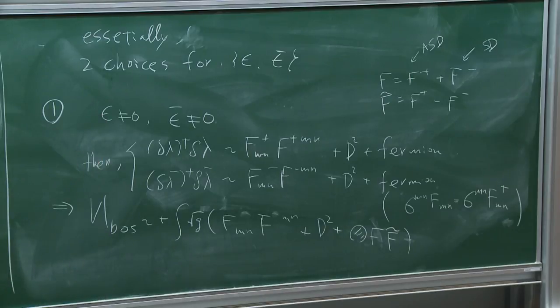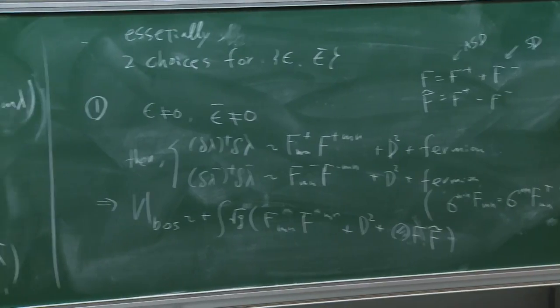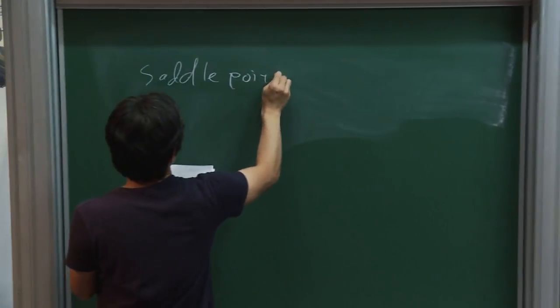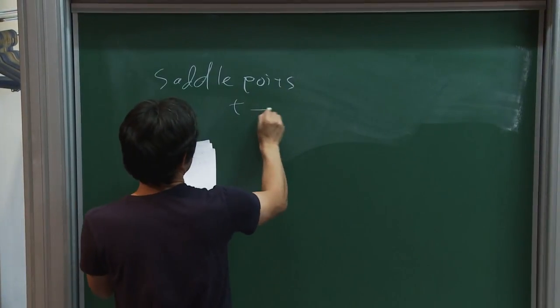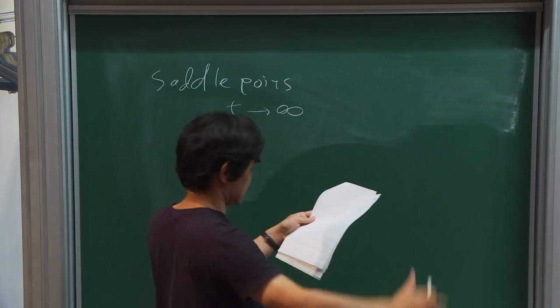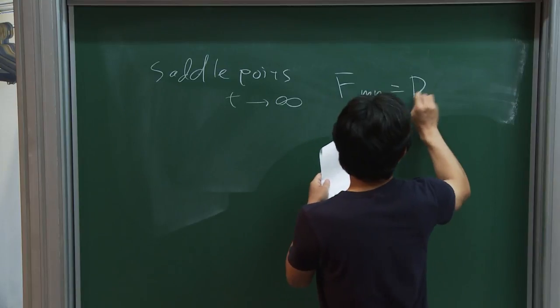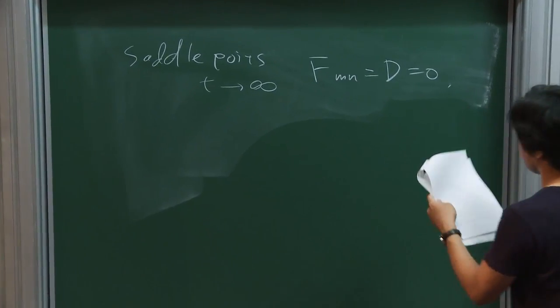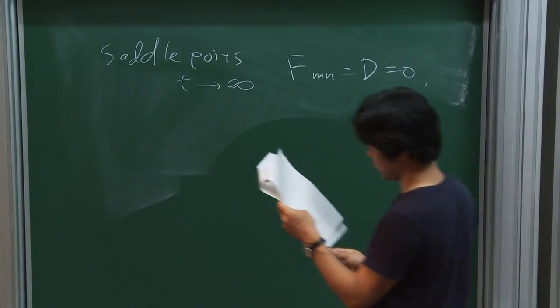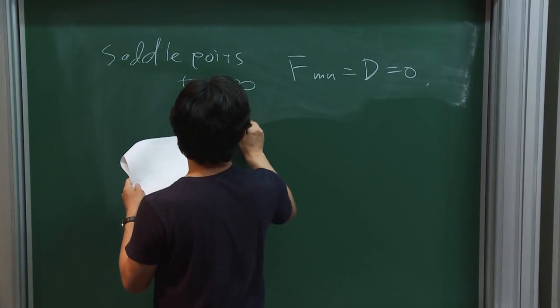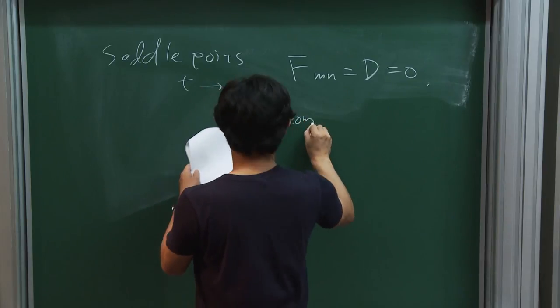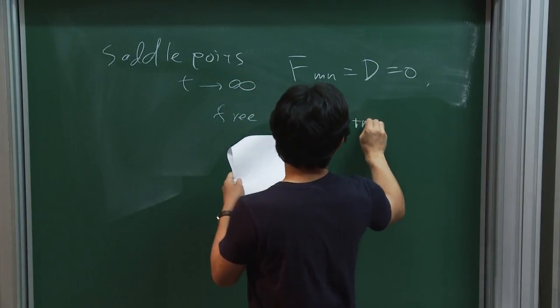Okay, then in this case, saddle point. No. The saddle point is trivial because the theta term is nothing. Okay, so this gives a free theory on the trivial vacuum.